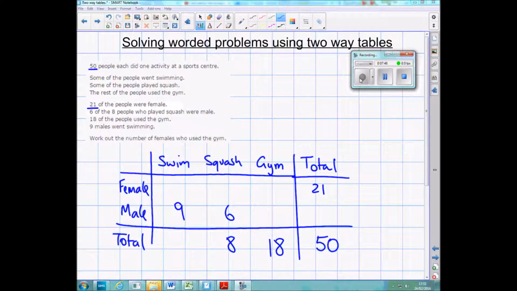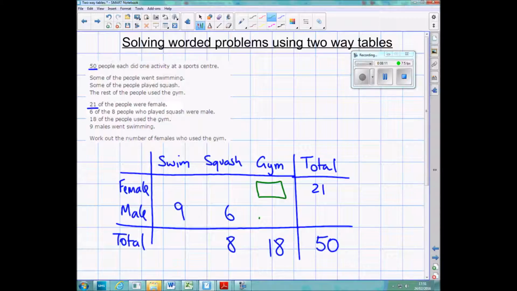Okay, so what's the question actually asking us to find? Well, the question's asking us to find the number of females who use the gym. So that's this little section here. Now, really what I want is to find out this part here, which is how many men went to the gym. If I can find that out, I just need to take that number away from 18 and I'll get the number of women. But I can't do that just yet.